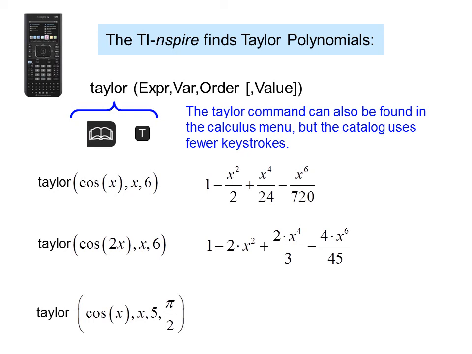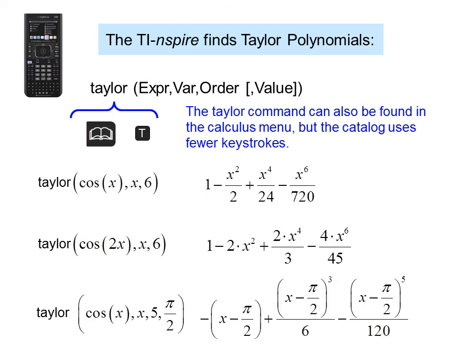And finally, if we want to use a center other than 0, we can try the Taylor polynomial of cosine x with independent variable x, fifth order, centered at pi over 2. And the calculator returns negative (x minus pi over 2) plus (x minus pi over 2) cubed over 6 minus (x minus pi over 2) to the fifth over 120.